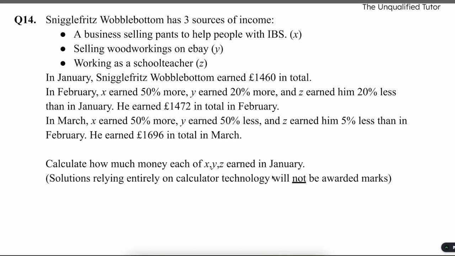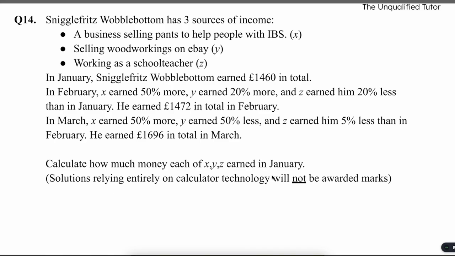Snigglefritz Wobblebottom has 3 sources of income: a business selling pants to help people with IBS, selling woodworkings on eBay, working as a school teacher. So these are all named X, Y, and Z. In January, Snigglefritz Wobblebottom earned £1,460 in total. In February, X, which is his business selling pants, earned 50% more, Y earned 20% more, and Z earned 20% less than in January.